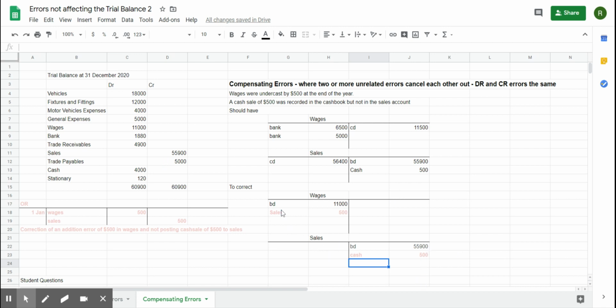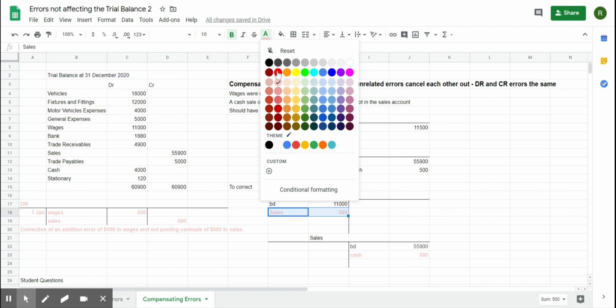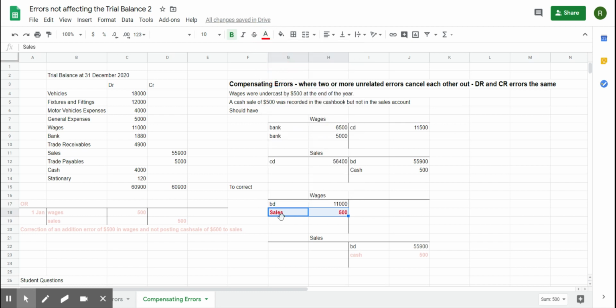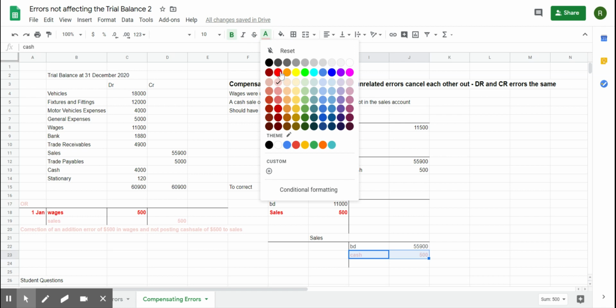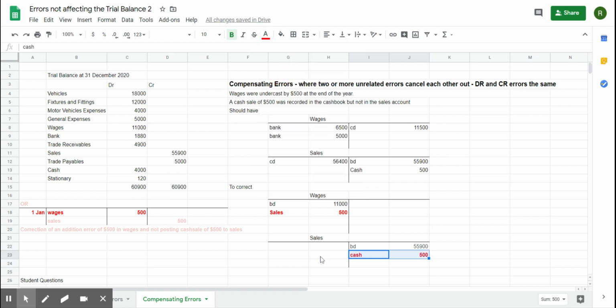This one's relatively straightforward. We first of all need to increase the wages by 500. So in the T account, there needs to be a debit entry, and I've written sales as being the other account because we're correcting the error. The credit entry is going to appear in the sales account. So somebody before that happened would have written an instruction to me to go and put this debit entry in the wages account. And I also need to increase the sales by 500 by putting in a credit entry.